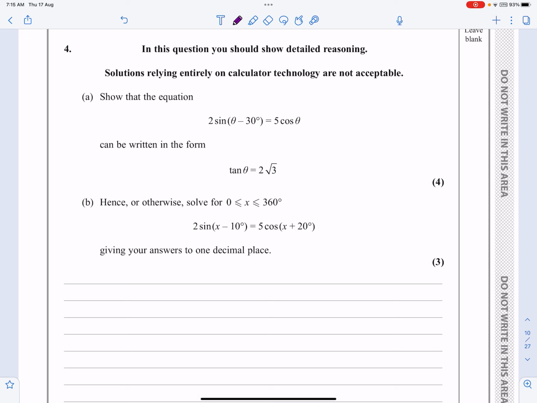Okay, this is the P3 paper from October 2021. This is question number 4. As we can see by looking at it, this is a trig addition formulae question. We're going to be using the addition formulae to rearrange the equation we start off with into tan theta equals 2 root 3. And then after that, we're going to be solving a trig equation.